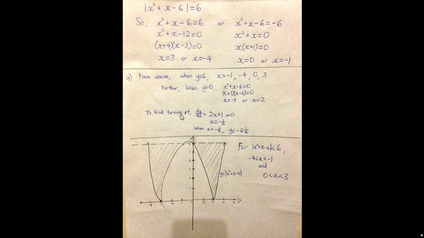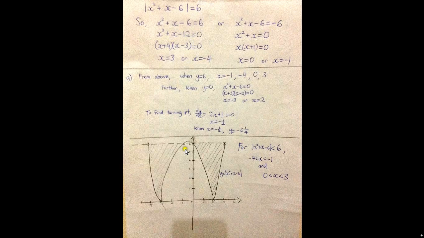Lastly, to find the turning point on the graph, we find dy dx equals to 0, which is 2x plus 1. We can leave out the modulus because the value of y which we obtain, in this case, negative 6 and 1/4, by modulusing it, it will become positive 6 and 1/4. Therefore, the coordinates of the turning point is x is equals to negative half, y is equals to 6 and 1/4. So with all these points, we are ready to sketch the graph.